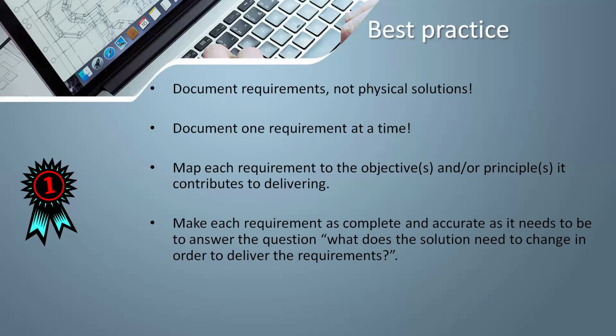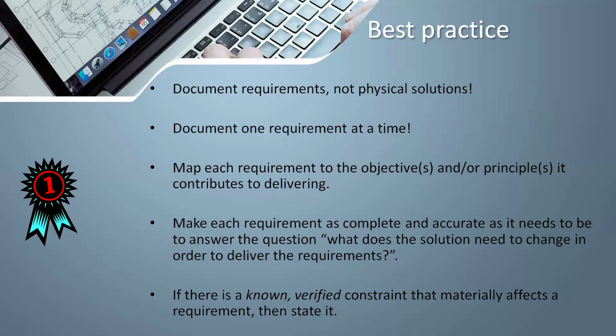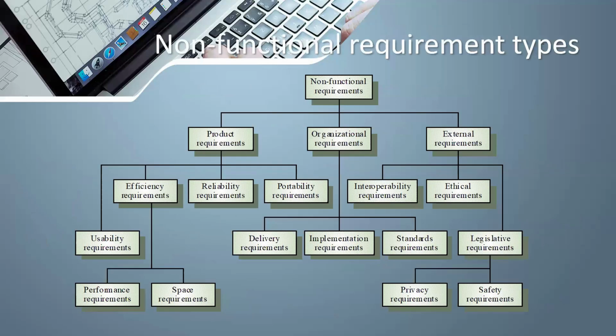And when you say document one requirement at a time, it is about making sure that each requirement is complete, accurate, and answers the question: what does the solution need to change in order to deliver the requirement? So these are the things you have to keep in mind. And it has to be a known, verified constraint. You cannot put a constraint which is not verified. So we'll keep these things in mind when we write the requirements.